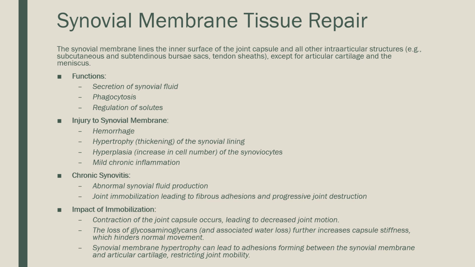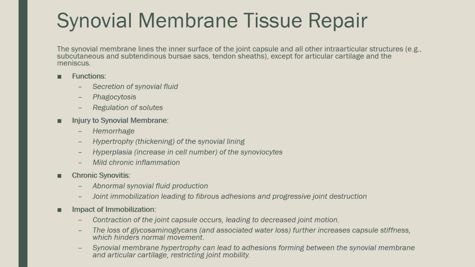So any injury to the joint structure can affect the synovial membrane, leading to hemorrhage, which is excessive bleeding, hypertrophy or thickening of the synovial lining, hyperplasia, which is an increase in cell number of the synoviocytes, and mild chronic inflammation. Chronic synovitis.